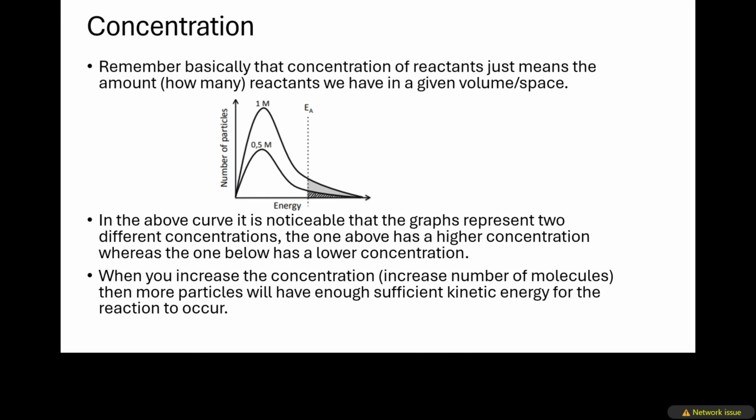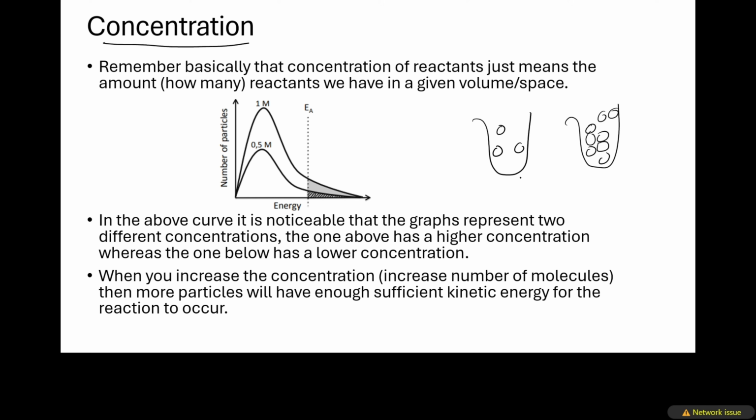So now let's look at the graph or the curve for concentration. So please do not think that concentration is anything complicated, but concentration is basically the amount. It is just counting how many reactants we are having in a given volume or in a given space. So for example, if you can see here, we've got 1, 2, 3. Then we take the very same basin here. Then we put 1, 2, 3, 4, 5, 6, 7, 8.